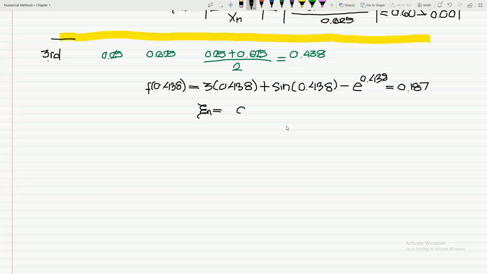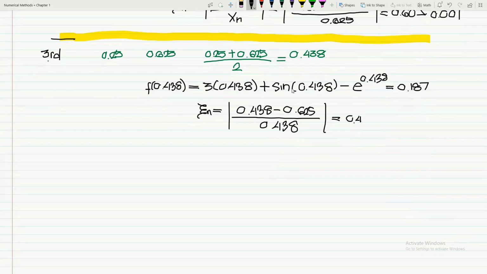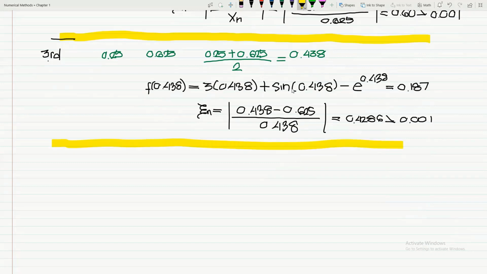Epsilon is the absolute value of 0.438 minus the previous value, which is 0.625, all over 0.438, and that is equal to 0.4286 or 0.429. Still far from the stopping criterion. For our fourth iteration, the lower limit will remain 0.25, while instead of 0.625, the upper limit will become 0.438.